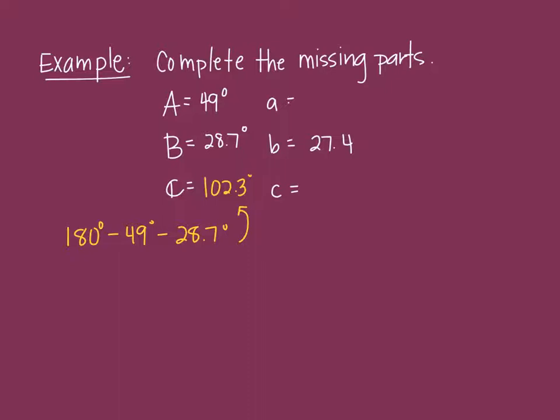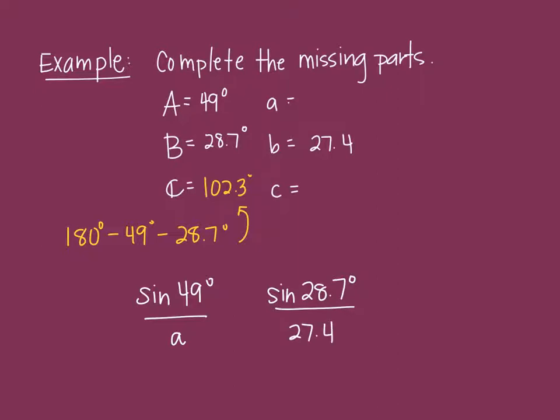And so as soon as you know it's not a right triangle, then we're going to use the law of sines. The law of sines tells us that I can line up sine of A over the leg of A. And so I'm going to take sine of 49 degrees over the leg of A. I also can take the sine of B, which is 28.7 degrees, over the leg of B, which is 27.4.